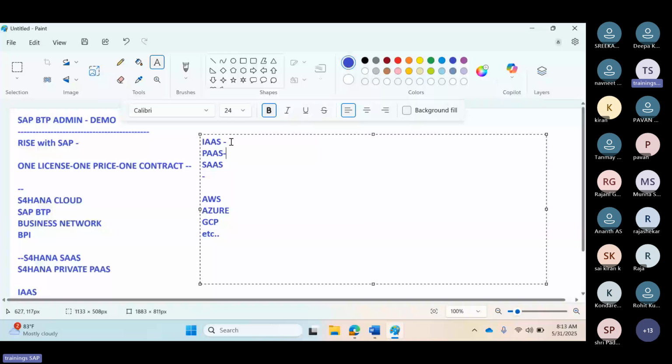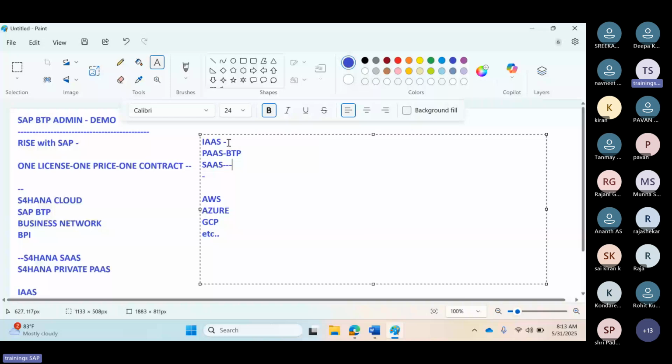So BTP also comes under the PaaS model, platform as a service. The next one is the SaaS model, which means the software as a service concept.